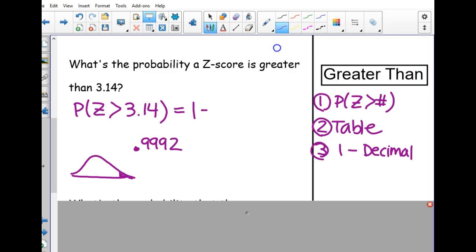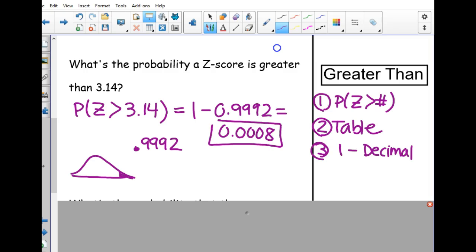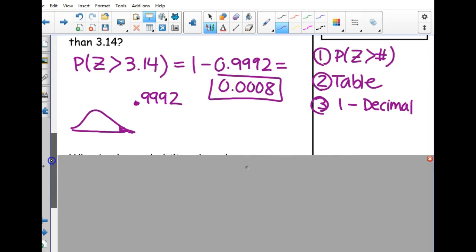So I take 1 minus 0.9992, and what do we get? 0.0008. And that's my probability right there. Can't you just do it on the negative sign? So it'd be like 1 minus the probability. Yep, so you take 1 minus the decimal, or the probability, the decimal you get from the chart, which is the probability of it being less than.